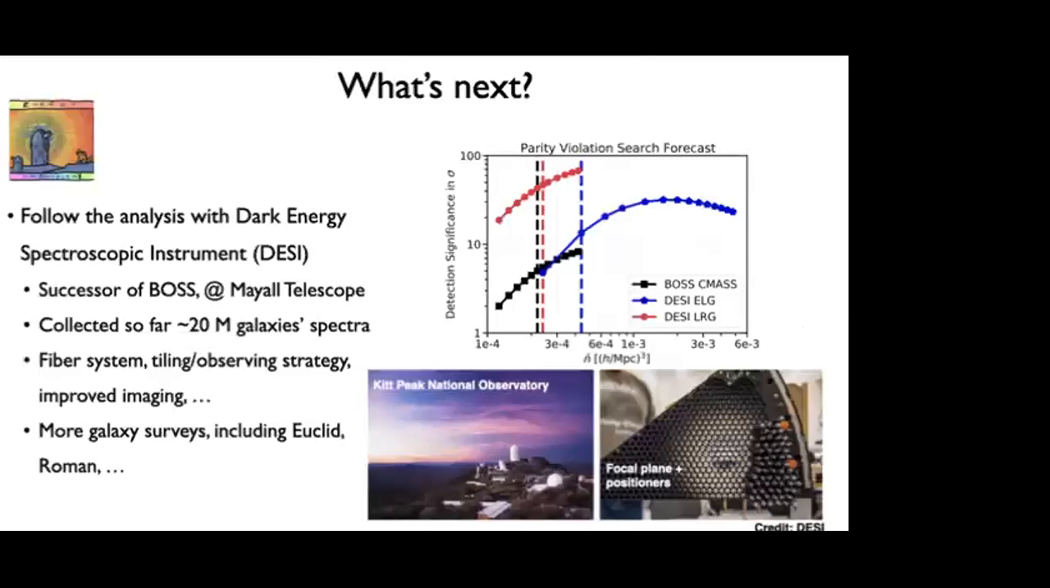And so now, what is next? Looking to the future, one thing we are quite excited about is the data from the Dark Energy Spectroscopic Instrument, DESI, at Mayall telescope. It is a successor of BOSS, and these two surveys share a lot of similar designs. So far, DESI has been doing a great job and has collected about 20 million galaxy spectra. It will also use a fiber system, but it will have improved imaging and a different tiling or observing strategy.